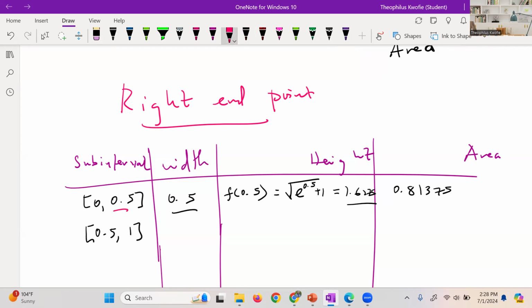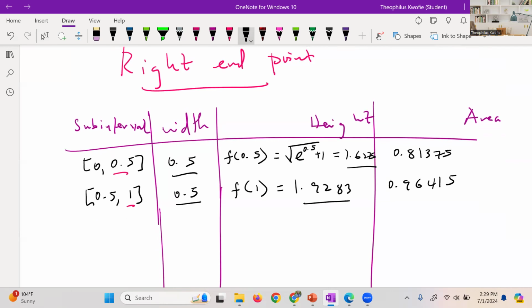Then we pick the right endpoint, which is 1. Okay, and then we know that the width still remains the same. We plug 1 into the integrand, and that should give us what? That should give us 1.9283. Then we dot the width and the height, and that should give us 0.96415. Is that okay? Then we pick the next subdivision.